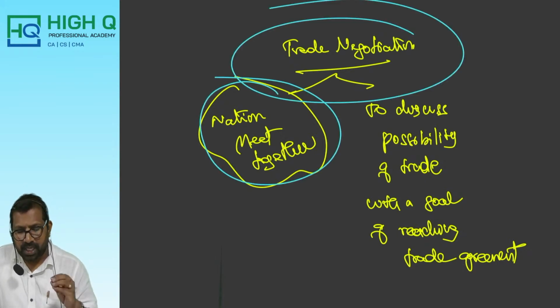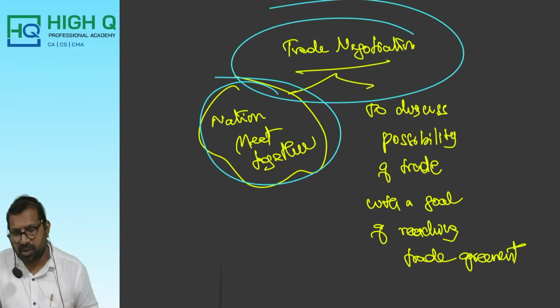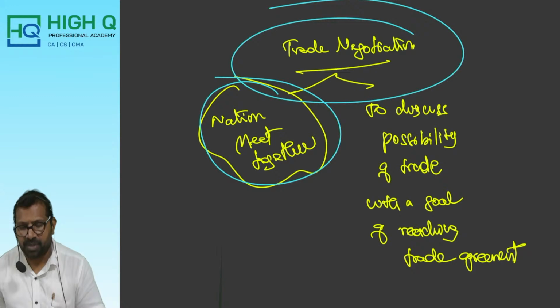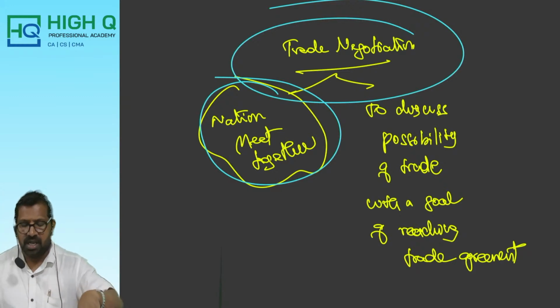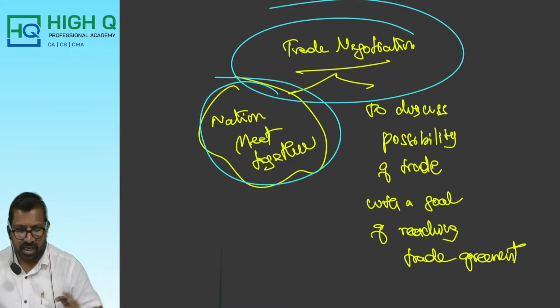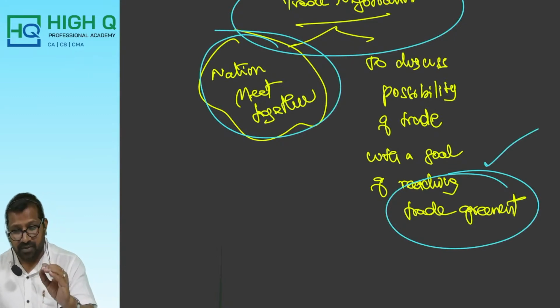Now they will ask the question, what is meant by trade negotiation? Two parties meet together to discuss the possibility of trade with the goal of reaching a trade agreement, is called dash. Either free trade policy, trade agreement, negotiation, or all of the above. The answer is trade agreement. Trade agreement is nothing but various nations meeting together to discuss the possibility of trade with regard to both export and import. At last they should finalize with what type of agreement? Trade agreement.